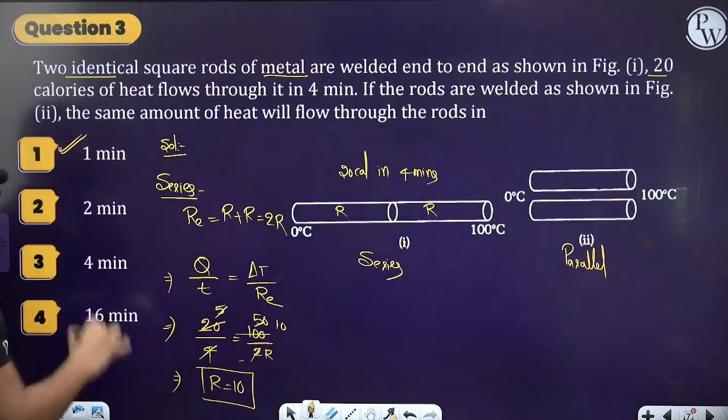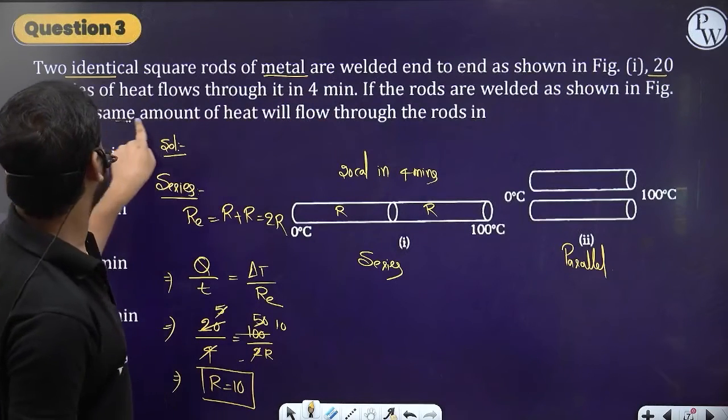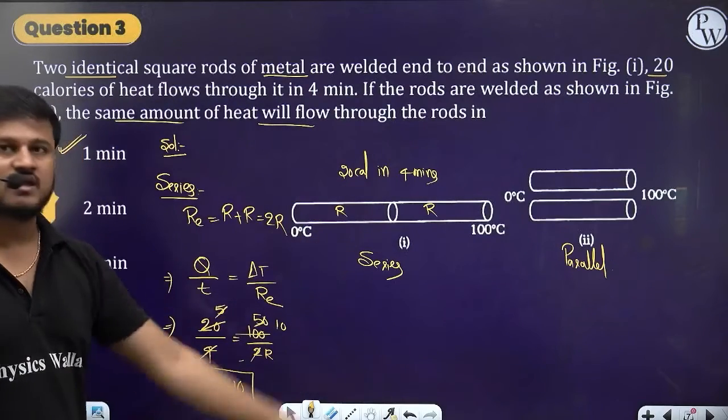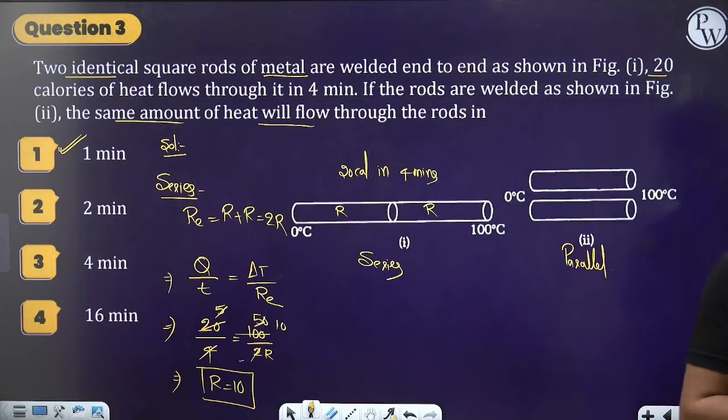Because in the question they said the same amount of heat flows. The same amount of heat will flow through the rods in how much time? Clear guys? Understood? Clear this concept? Chalo, let's move further.